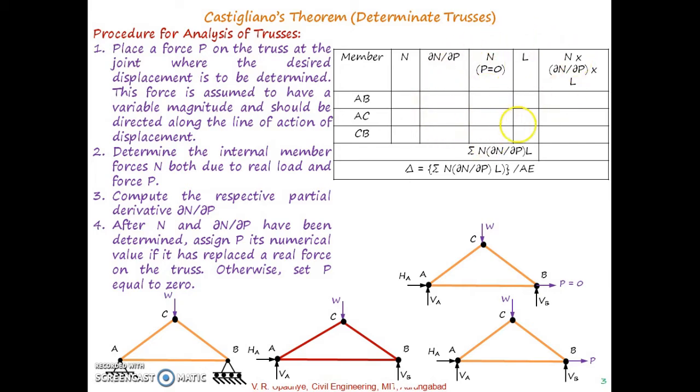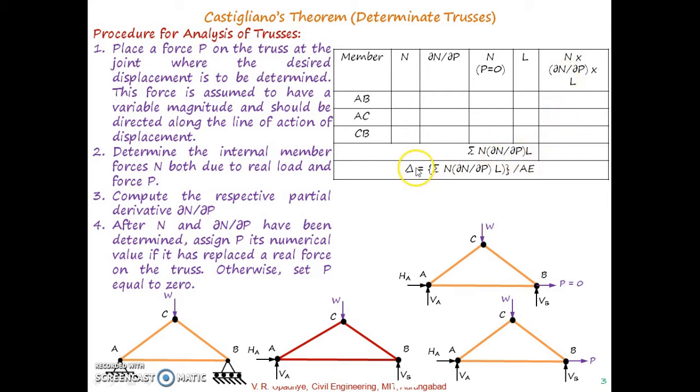In column 5 we will be writing the length of each member, and if the area of cross section is different, then we will write one more column for the area of cross section of that particular member, and then we will write this term N del N by del P into L. In this calculation, capital N is from column number 4, not column number 2. Column number 4 multiplied with column number 3 and column number 5 will give us the total calculation, and we will be summing it up.